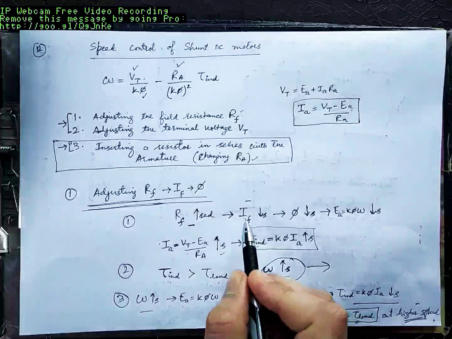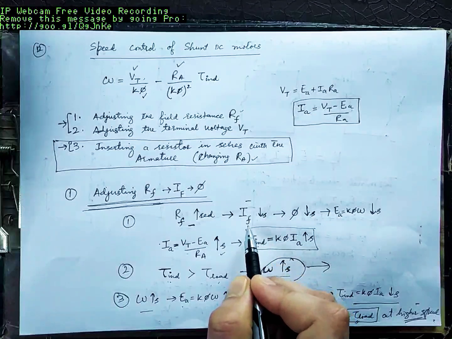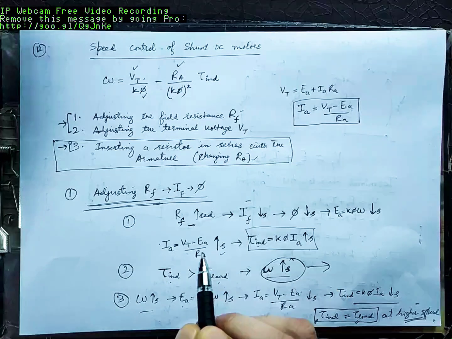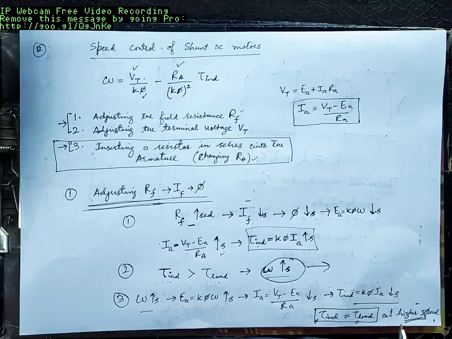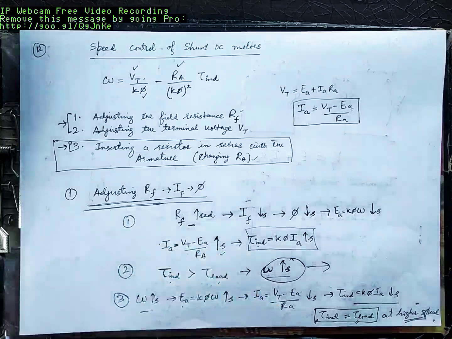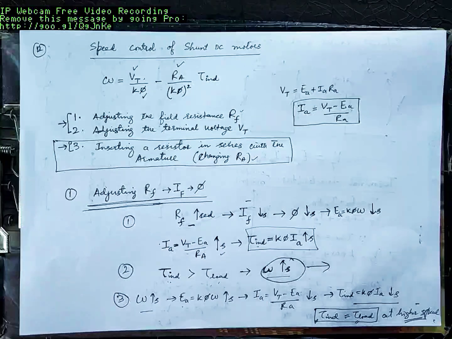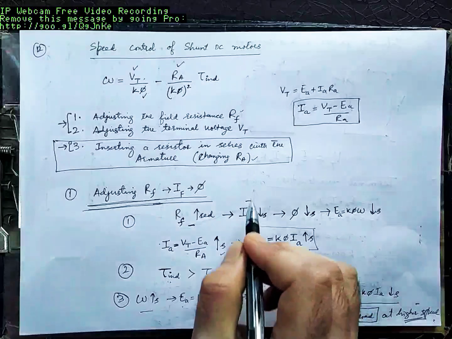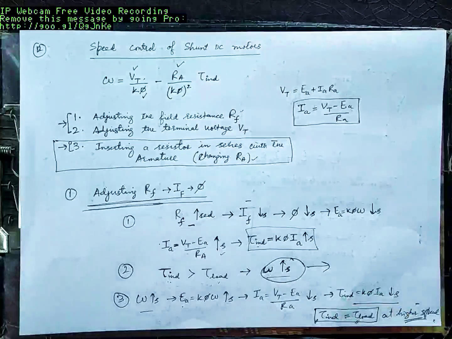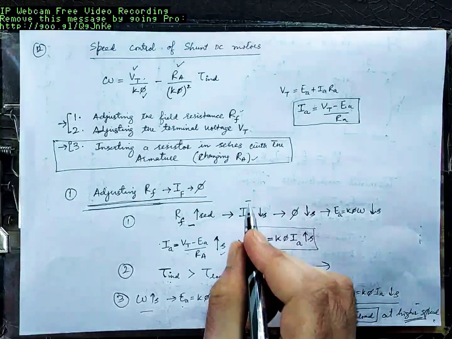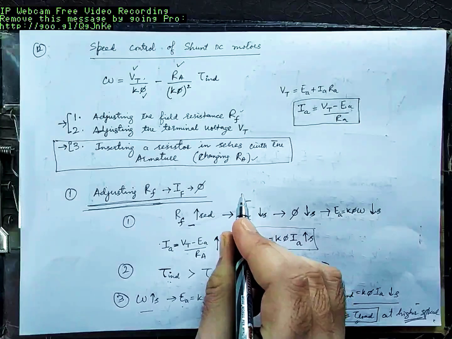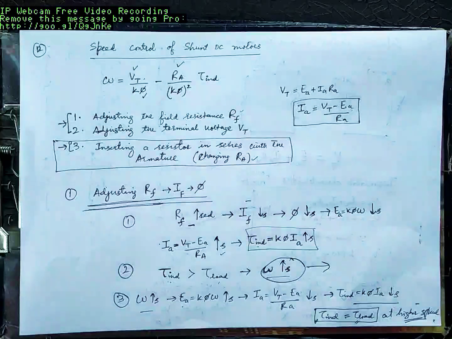When there is an upper limit on the field current, that means there is a lower limit on the speed control achieved by the field resistance method, because increasing the field current would have reduced the speed. When I cannot increase the field current above a certain point, I cannot decrease the speed by this method below a certain point.